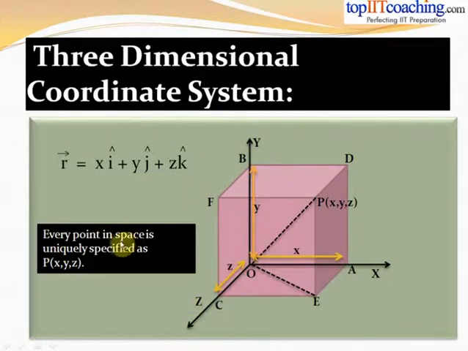So every point in space is uniquely specified as a point P, which is (x, y, z). So x represents the x coordinate of the point P, y represents the y coordinate of the point P, and z represents the z coordinate of the point P. Thus, this way we can represent any point in space with reference to a fixed point, that is O. These 3 lines, that is the x-axis, y-axis and the z-axis, together constitute the rectangular coordinate system.